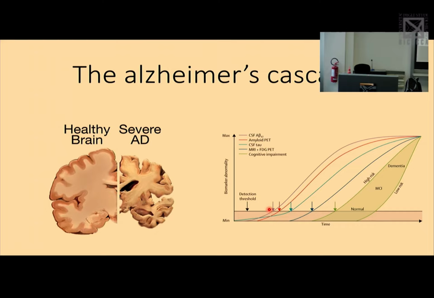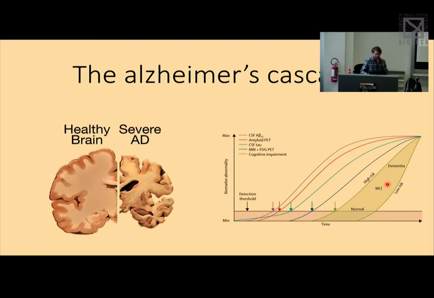Then another protein starts appearing in the cerebrospinal fluid. Finally, you have alteration in the FDG PET images. The metabolism of the brain starts to change. And finally, when you do neuropsychological assessments, you start to see some specific reduction of the capability to solve some tasks.